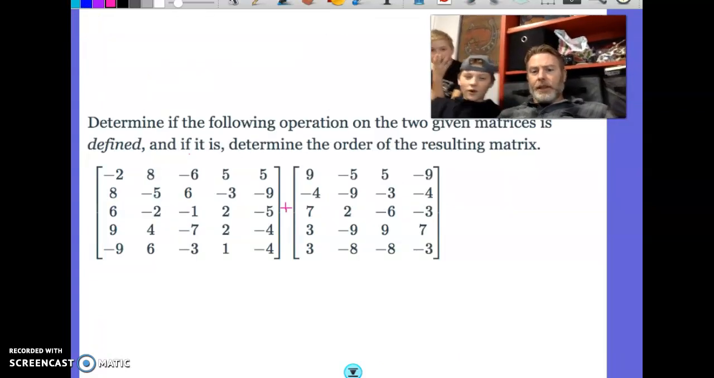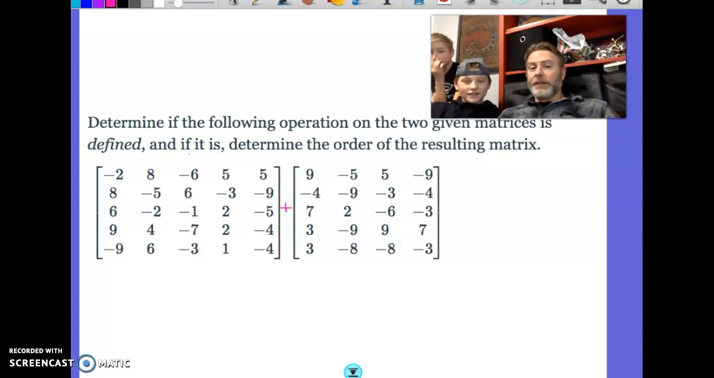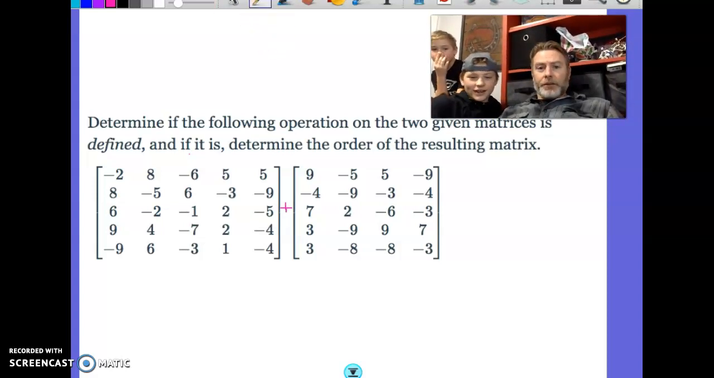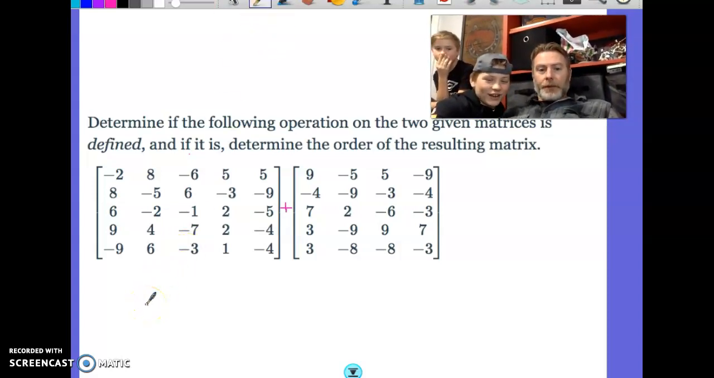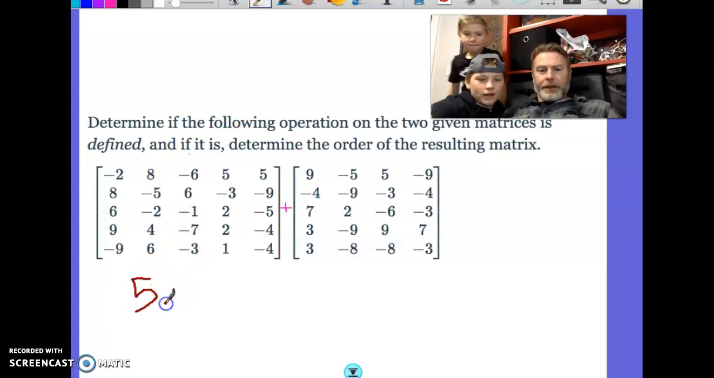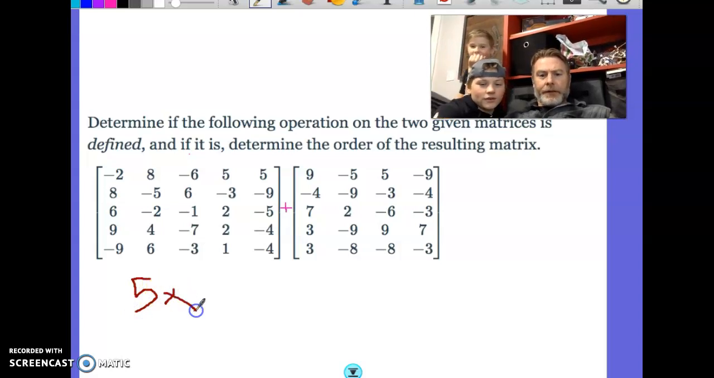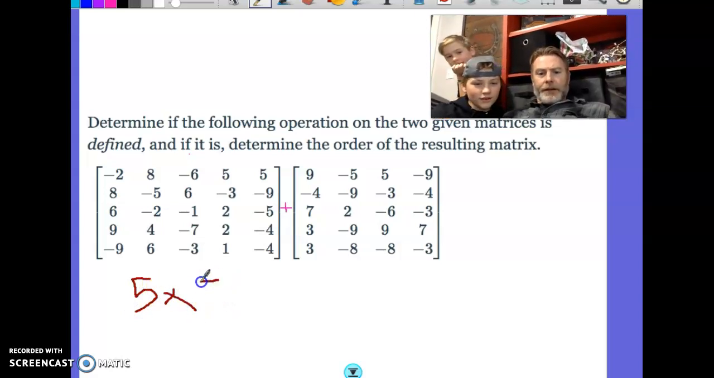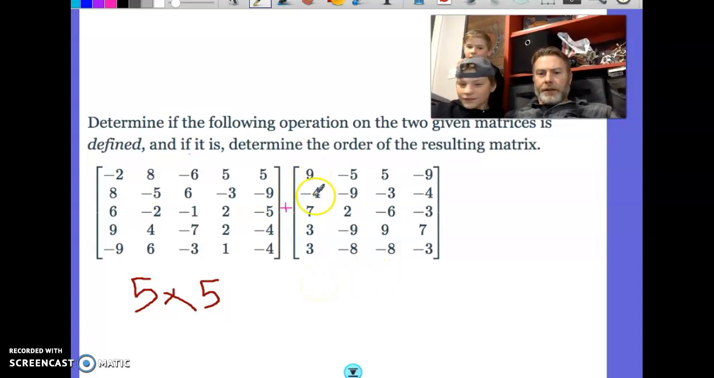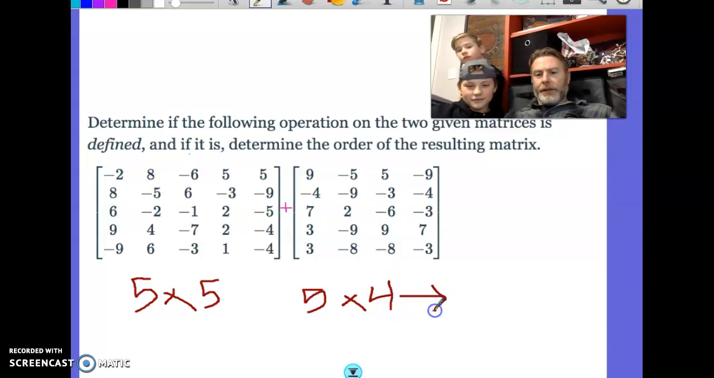Same question. Can we add these, you guys? Let's see. We got 1, 2, 3, 4, 5. We're going to write down the order: 5 by 5. Got it. Let's write down the order of the next one. Lewis, you do the next one. What's the order? How many? 5 by 4. Nice. And so, you guys, what is the order of the matrix when we add these two?